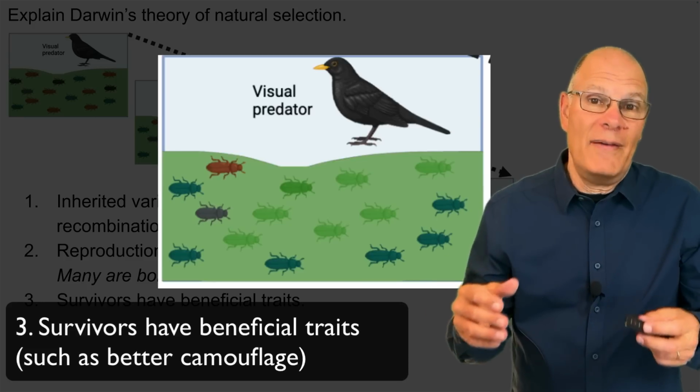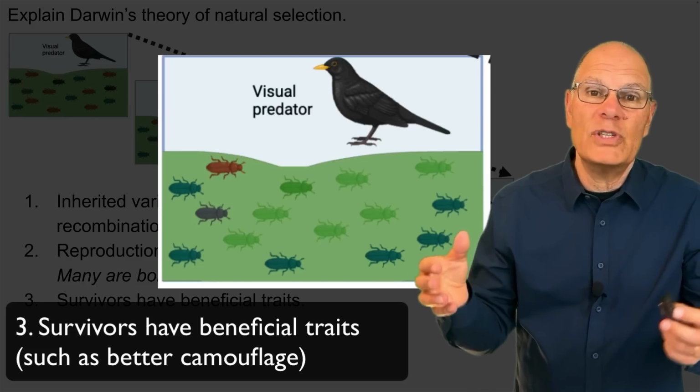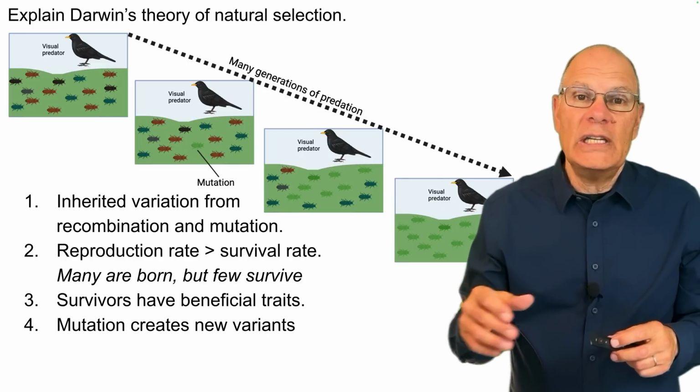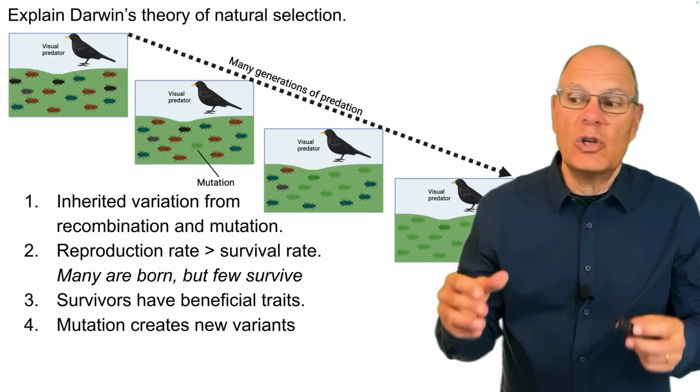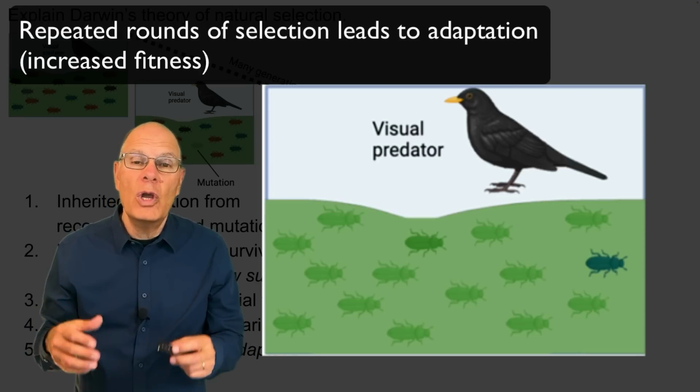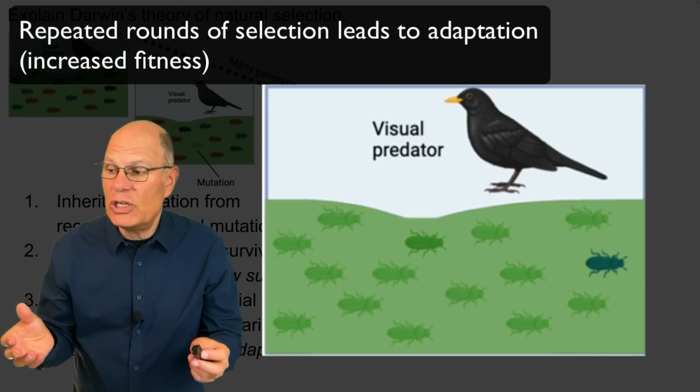The survivors have a beneficial trait that gave them some type of advantage. As the generations proceed, mutation continues to create new variants. And if you repeat steps 1 through 4, you wind up with adaptation.